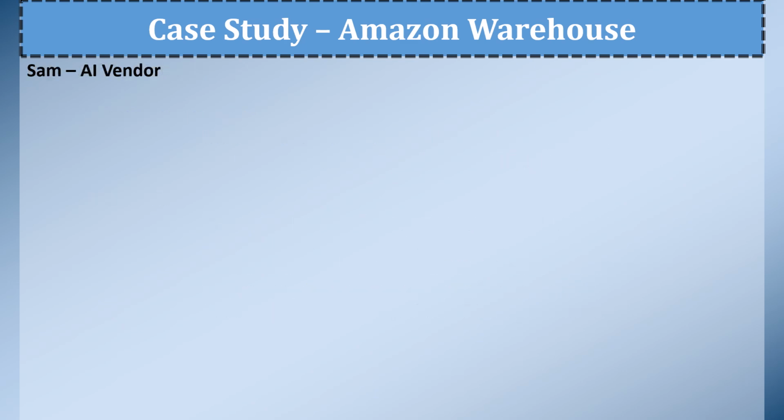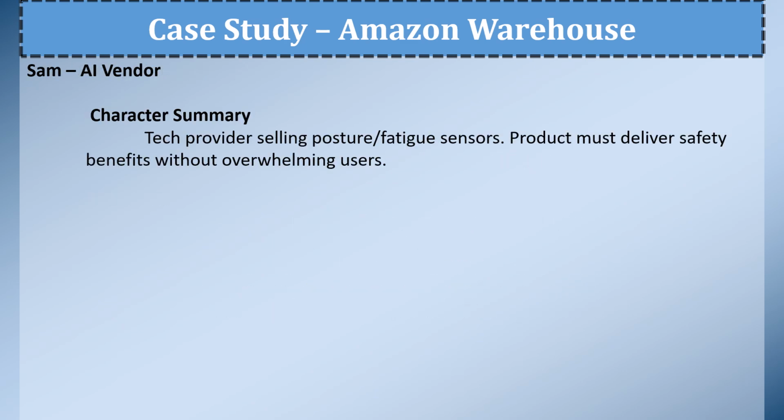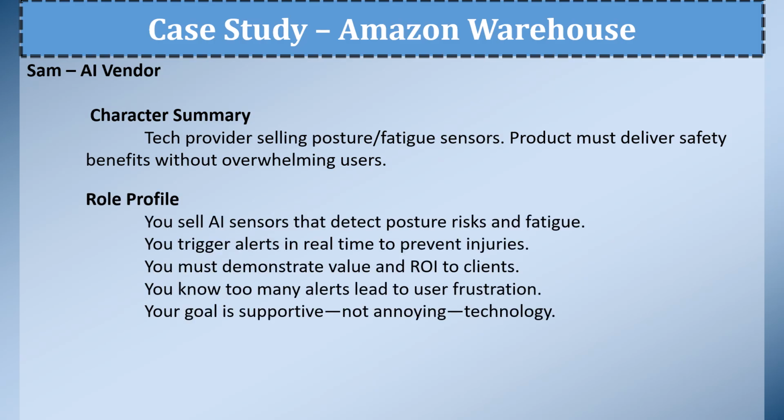Sam, AI vendor, character summary. Technology is advanced, but user friction remains high. Alerts can fatigue users quickly. Sensor data shows risk clearly, but real-world acceptance is mixed. The system should support, not supervise, workers. Role profile, already mentioned. Effectiveness depends on user perception. Constant feedback must feel useful, not punitive. Performance metrics matter, but human factors shape success. Tech must blend into workflow without disruption.